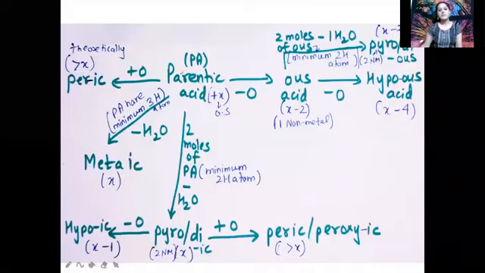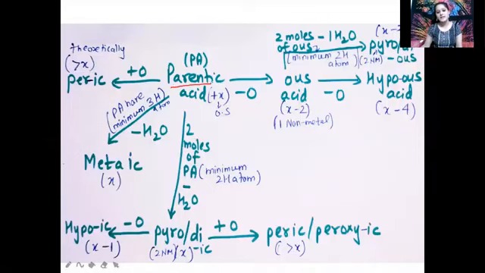Okay. So in the previous lecture, we had already discussed what exactly is parentic acid. Parentic acid will be represented by Pa, and the element in the parentic acid will have oxidation state as plus X. Now I am going to convert this parentic acid into different types of oxo acid like meta, like per, like hypo, like ous, like your pyro acids. So we are going to see these conversions one by one. Let us focus on the first conversion.